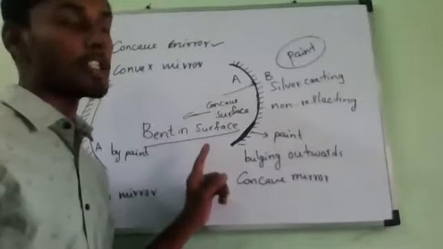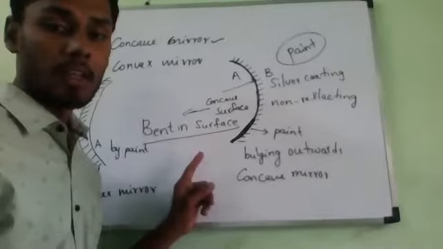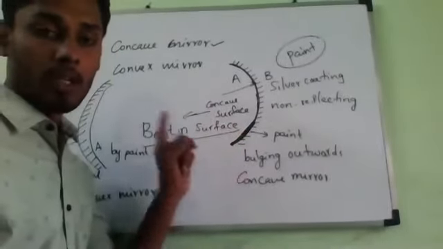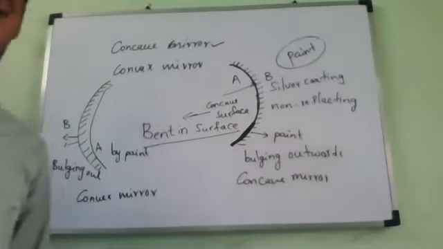A spherical mirror, whether convex or concave, works on a principle. What is the principle behind it? It may be concave or convex, it doesn't matter. Both mirrors work on the principle of what? What is the principle behind it?